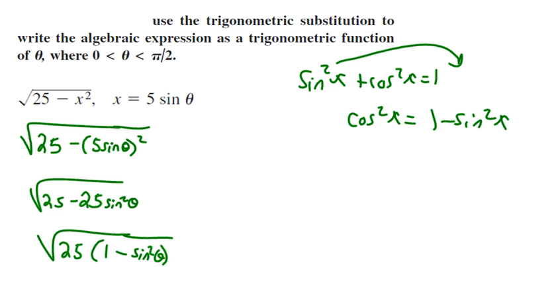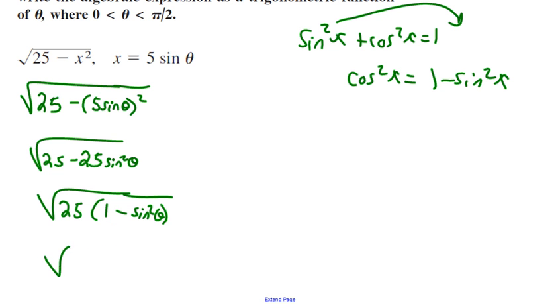So I'm going to replace this guy with cosine squared, but I'm going to use theta because we're trying to put this in terms of theta. So now that we have a monomial, I can take the square root of 25, I can take the square root of cosine squared. So that's just going to be 5 cosine theta. And that's that problem right there.